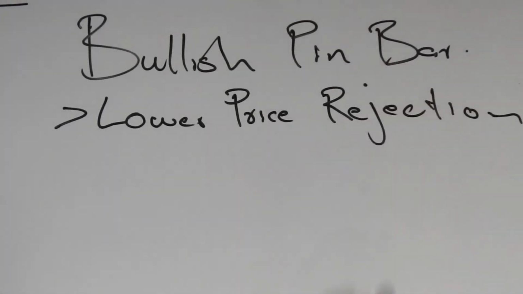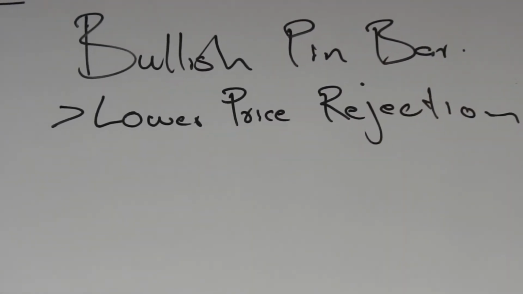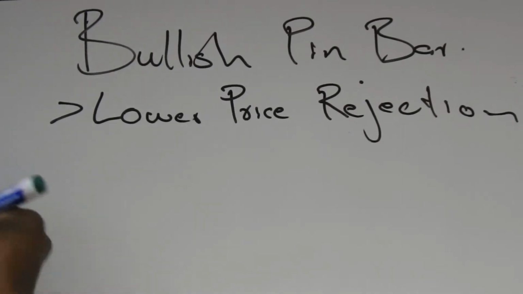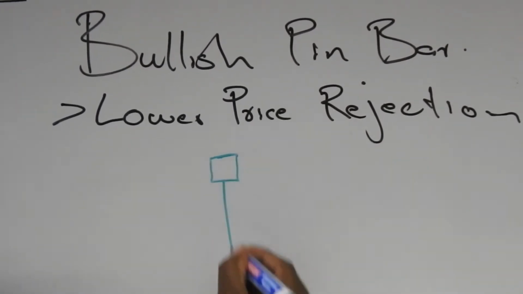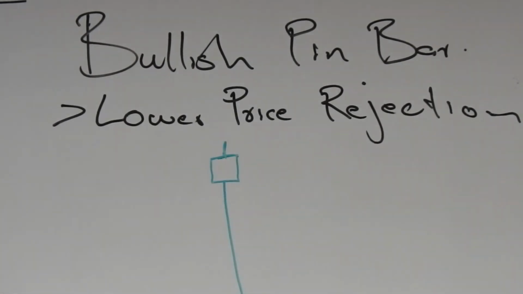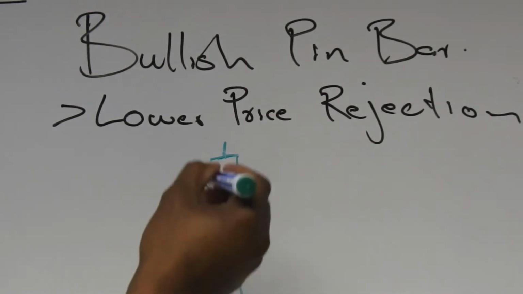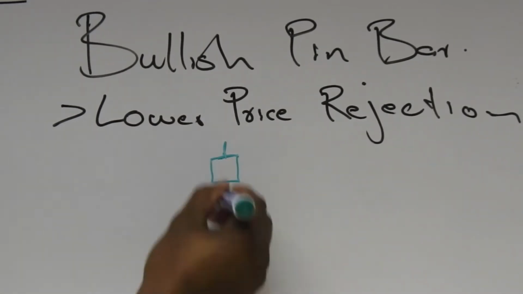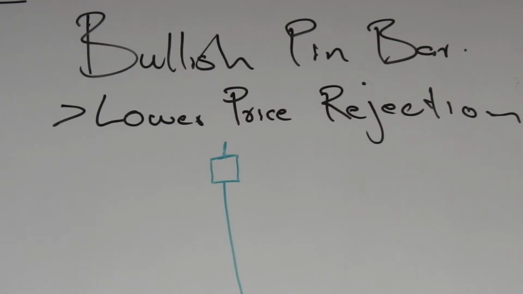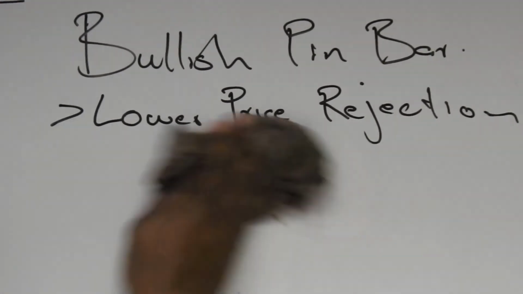Okay, so it's lower price rejection, it's rejecting lower prices. So a bullish pin bar will be something like this. It should also have a long tail, small body, and a nose. So this will be your bullish pin bar. As you can see, the bears are trying to give pressure, and then the bulls reject the price there and push all the way up. So this will be your buy signal.